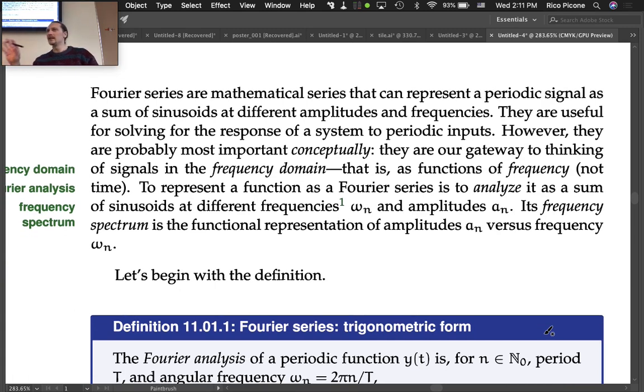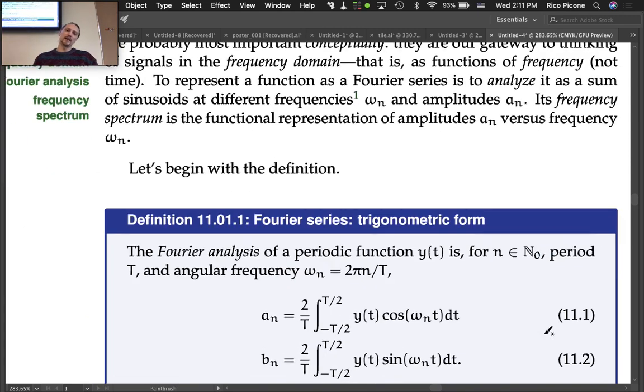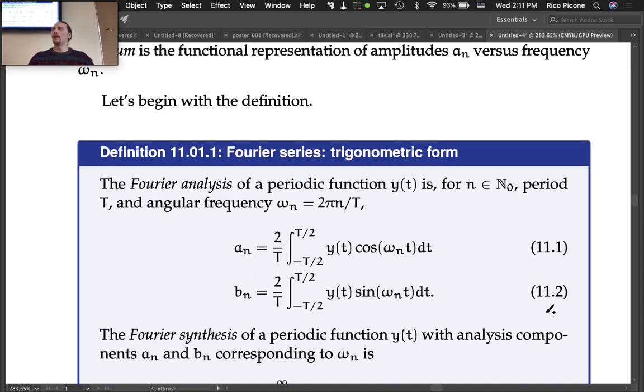We're thinking, now let's get into specifics. How do we actually define these quantities? So let's begin with the definition. This is the trigonometric form. We're going to also do the complex form in a moment.